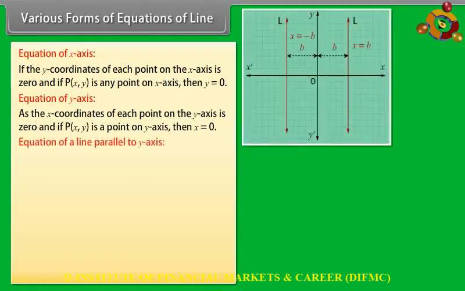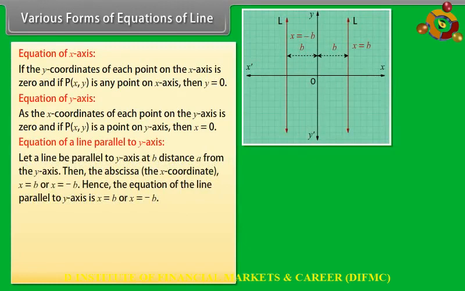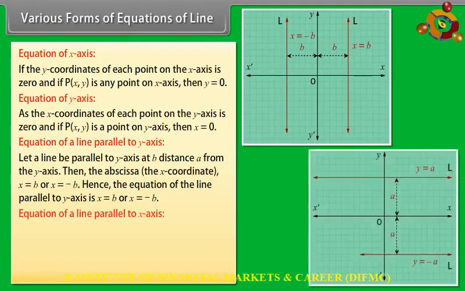Equation of a line parallel to y-axis. Let a line be parallel to the y-axis at a distance b from the y-axis. Then the abscissa, the x-coordinate, x is equal to b or x is equal to minus b. Hence, the equation of the line parallel to the y-axis is x is equal to b or x is equal to minus b.